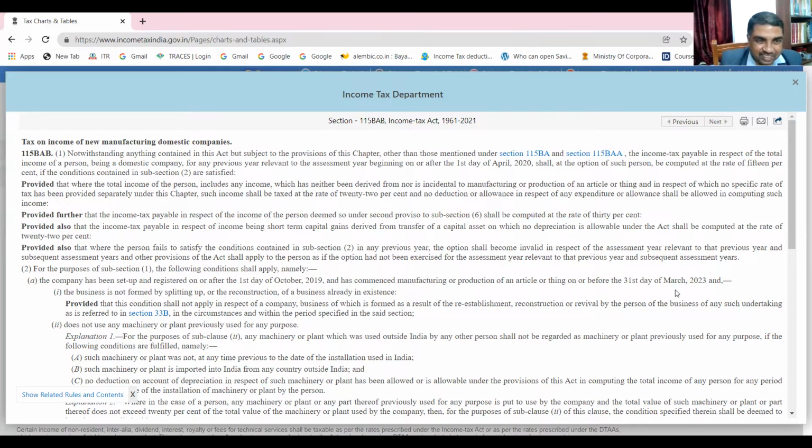And there are some other conditions. They must be using new plant and machinery, like this. Certain conditions are there, and those have to be complied with. And if all of them are complied with, the company can pay tax at the rate of 15%.